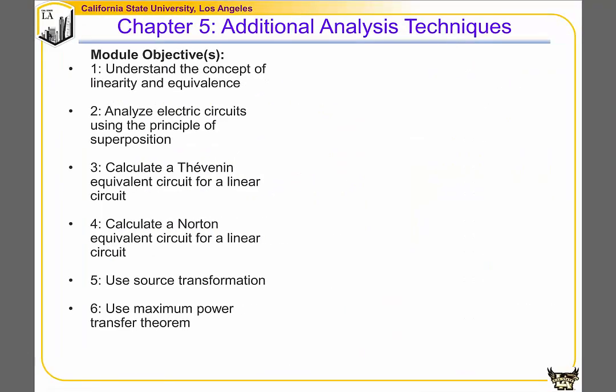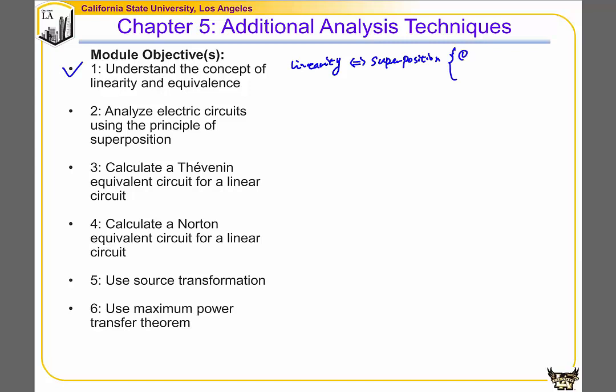Chapter 5 focuses on additional analysis techniques. So the first objective is to understand the concept of linearity and equivalence. So these are basic concepts. So mathematically, linearity means the relationship satisfies superposition. And superposition includes 2 requirements or 2 properties.